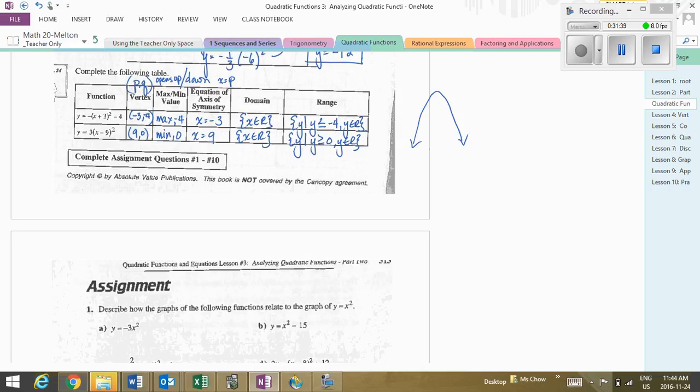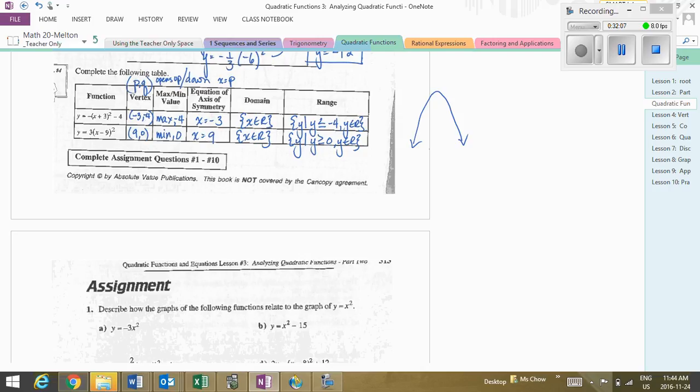For the second one, again, our vertex is (p, q). Since we don't have a constant being added on the end, the q value is 0, so that's why we're looking at (9, 0). Our a value is positive, so our stretch factor is positive 3. That means that it opens upwards. That means a minimum, and the minimum is 0. The equation of the axis of symmetry is x equals 9.